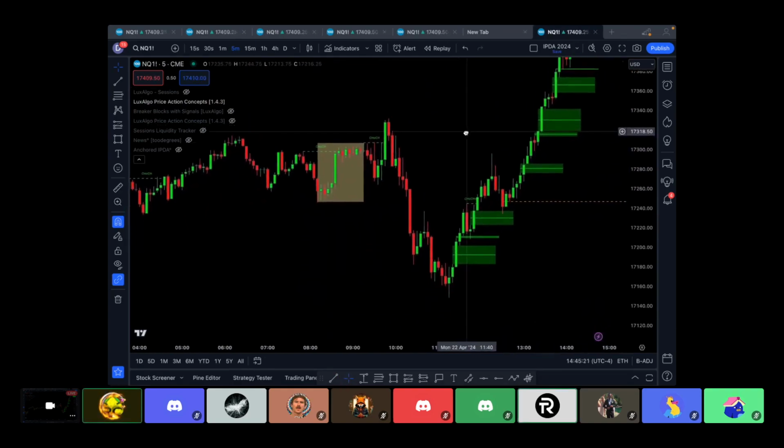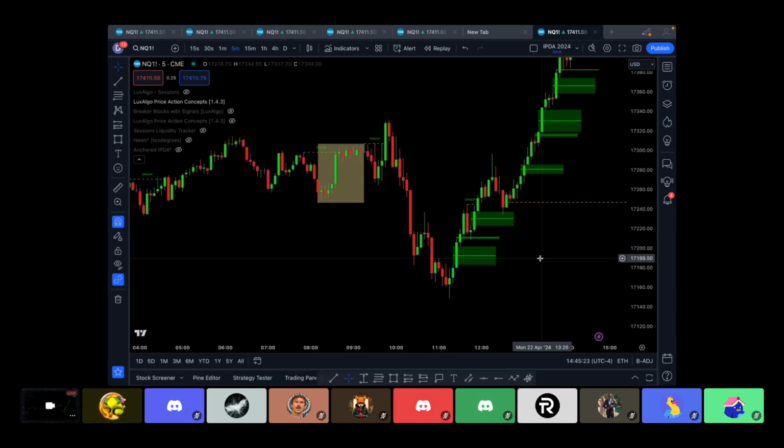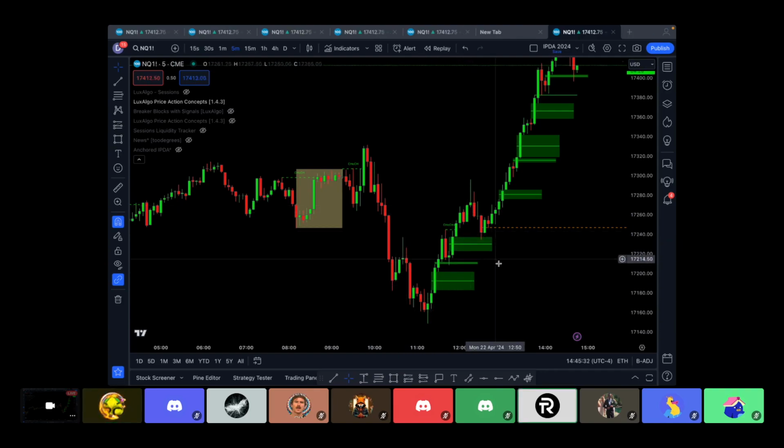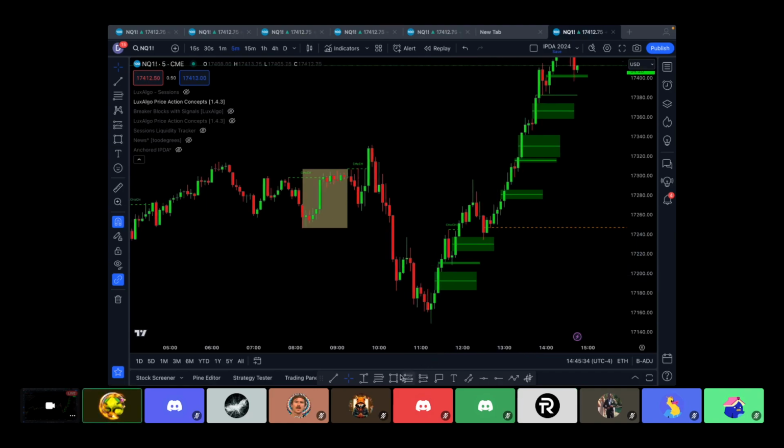Multiple ways. Anyway, what else is there? Oh, good. What else? We have low, higher, high. This is a break of structure. We have this FVG. This is a unicorn entry, right? Oh, look, what else is there?